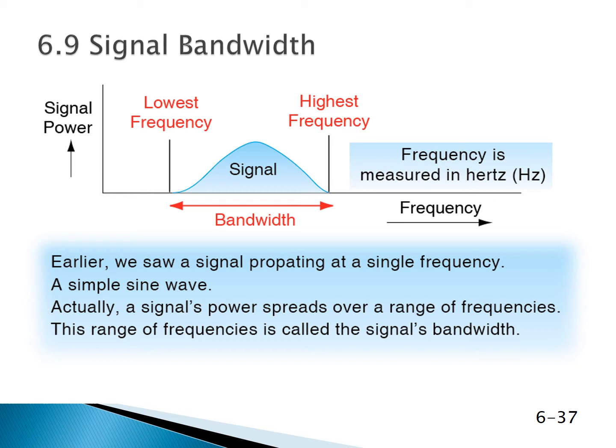So normally frequency is measured in hertz. That's why, as we mentioned earlier, 2.4 gigahertz and 5 gigahertz are the two frequencies used by the latest Wi-Fi standards.